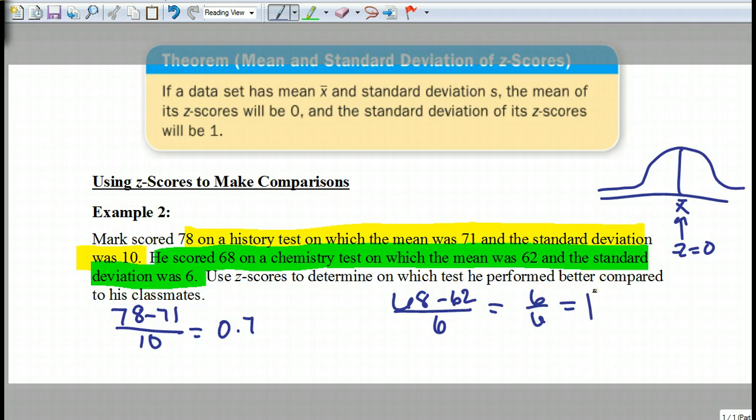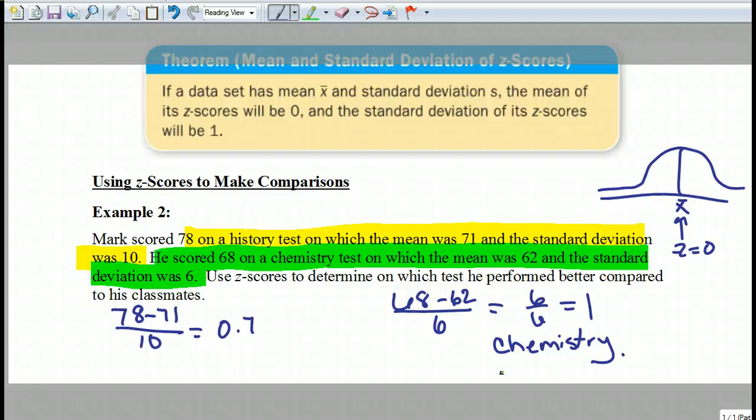So which one did he do better on? Chemistry. He is 1 standard deviation above the mean. So it's better to be closer to the mean? No. On a test, you want to be the most positive possible, more to the right as possible.